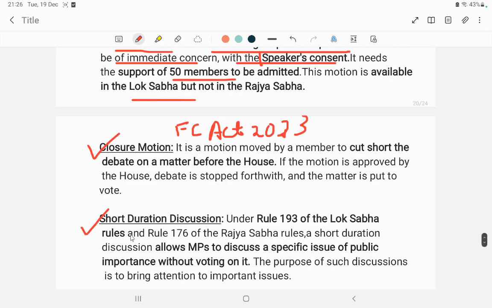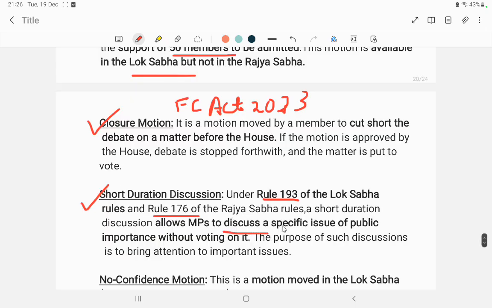Next, short duration discussion. This is under rule 193 or 176 of the Lok Sabha and Rajya Sabha respectively, where MPs discuss a specific issue of public importance without voting on it. For example, the parliamentary security breach, after which around 141 politicians were disqualified. So to discuss this important issue, a short duration discussion is held.